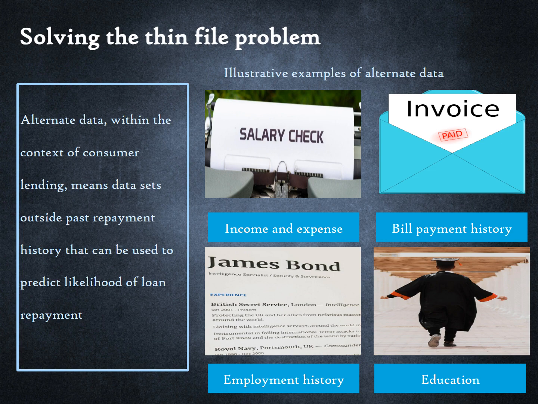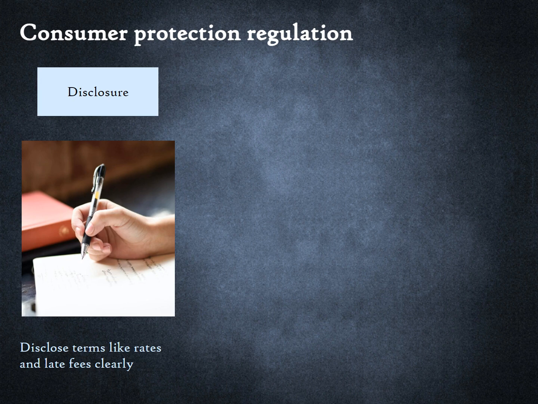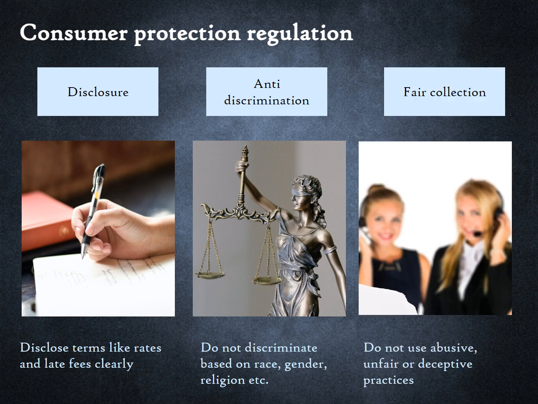While banking regulation is a vast topic that we will cover in a separate lesson, this is a good time to talk about regulation within the context of consumer lending. While the regulatory regime in each country is different, there are three broad themes within the context of consumer credit. The first is around transparent disclosure of terms like interest rates and late fees. The second is prevention of discrimination in lending based on demographic factors like race, religion, and gender. Finally, regulations prohibit use of abusive, unfair, or deceptive practices in scenarios where the borrower is delinquent and the lender is seeking to collect its dues.